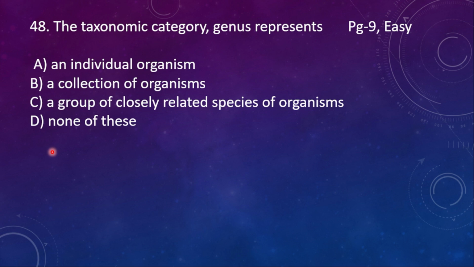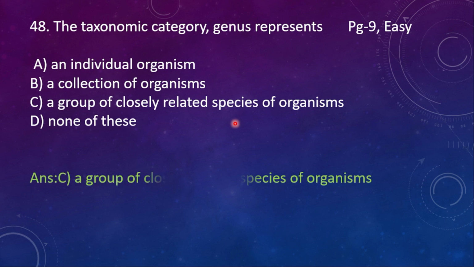48th question. The taxonomic category genus represents what? An individual organism? No. A collection of organisms? No. A group of closely related species of organisms. So genus is higher than species, meaning a related group of species of organisms is called the genus. So option C is correct.